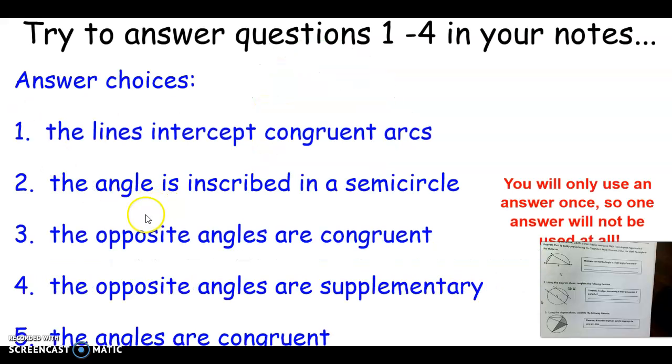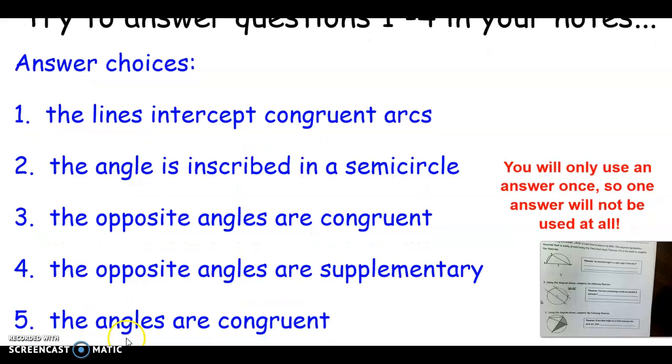So what I want you to do is to go ahead and pause the video and try to answer questions 1 through 4 in your notes. You have 5 answer choices here, and you'll have one that you're not going to use, since there's only 4 questions and there's 5 answer choices. So pause the video and then you can check and see how you did.